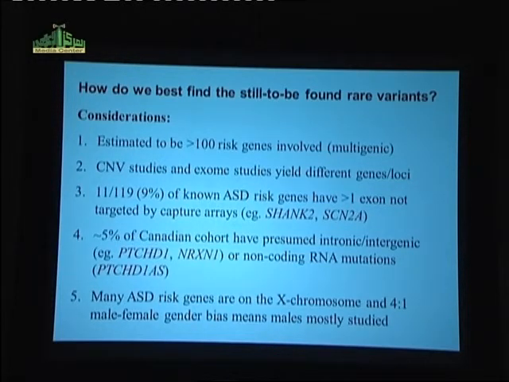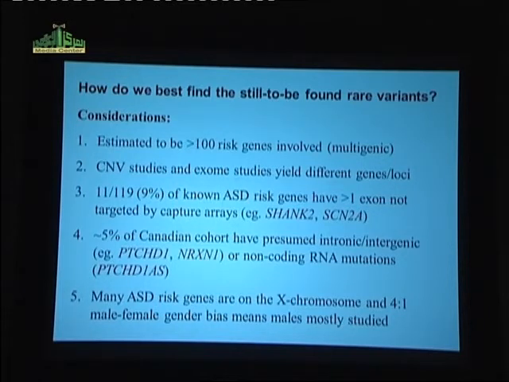I don't have a lot of time to talk about this, but the CNV studies and the exome studies are largely yielding different genes and loci right now, and I suspect that plays into the mechanisms involved. There are 119 known ASD risk genes now, and 11 of those actually don't have any exon coverage when you use the typical capture arrays that the vendors are using at the present time, including SHANK2 and the sodium channel gene I'll talk about a little bit later.